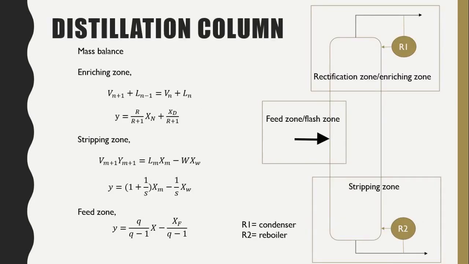In a distillation column, there are three zones, which are the enriching zone, feed zone, and stripping zone. Each of the zones has its own mass balance.